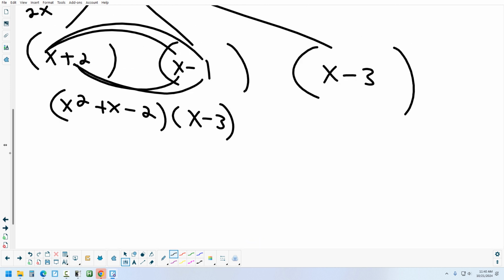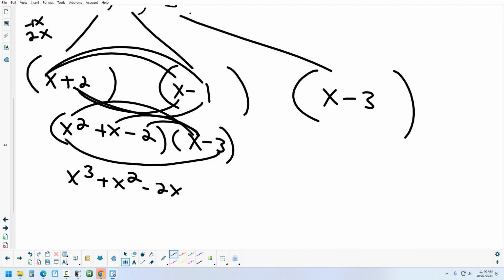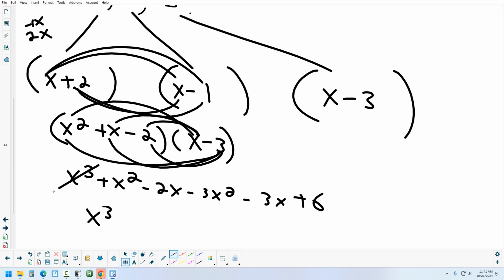Okay. All right. What's x times x squared? X cubed. X times x? X squared. X times -2? -2x. And now do the -3. -3 times x squared. -3x squared. -3 times x. -3x. Good. And -3 times -2. 6. Okay. Combine that and get your final answer. So x cubed. Got that one. How about my x squared terms? -2x squared. My x's?